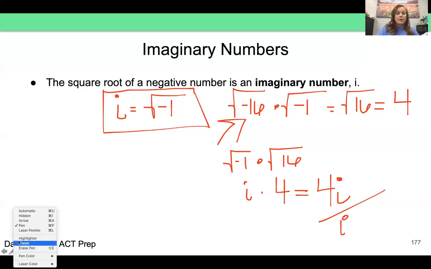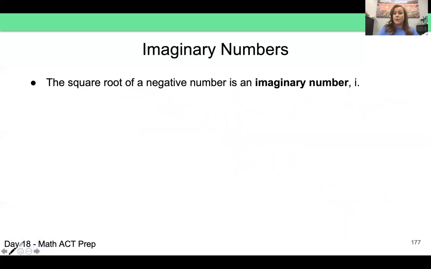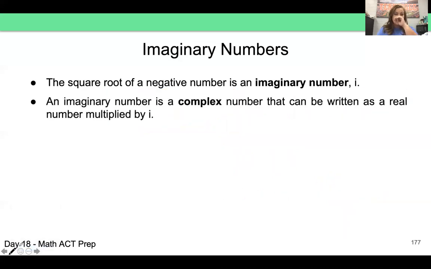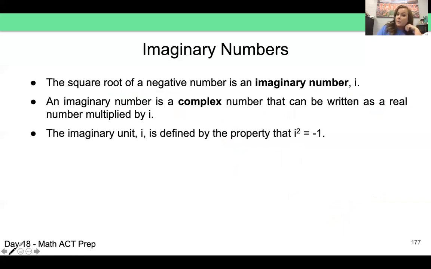So that's pretty much what an imaginary number is. It allows us to account for that square root of a negative number. Now, when you have a complex number, that is, where we're having like that 4 times i, that makes it complex because we've got two different types of numbers.